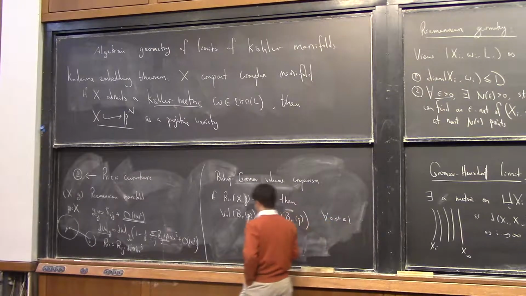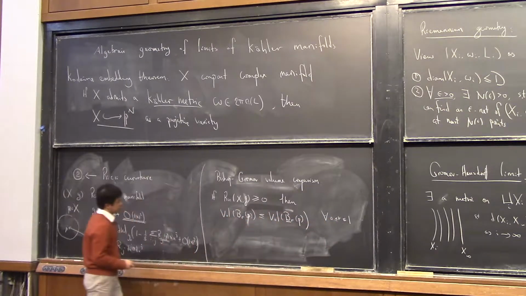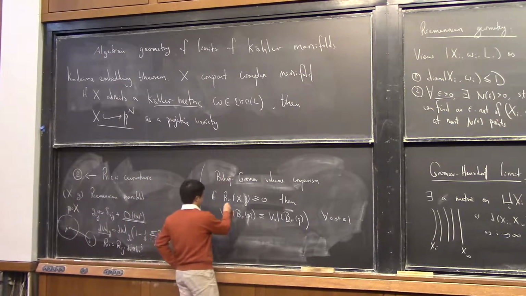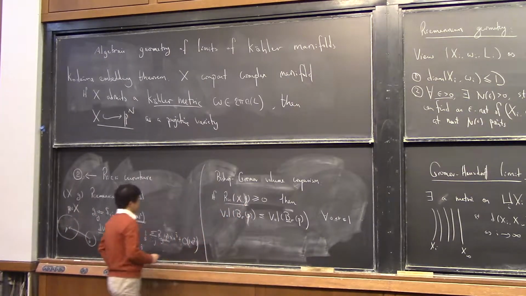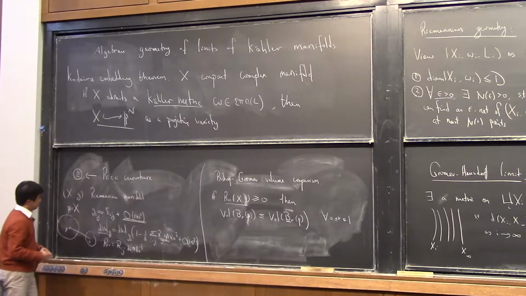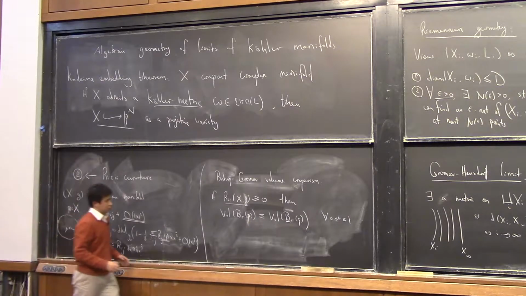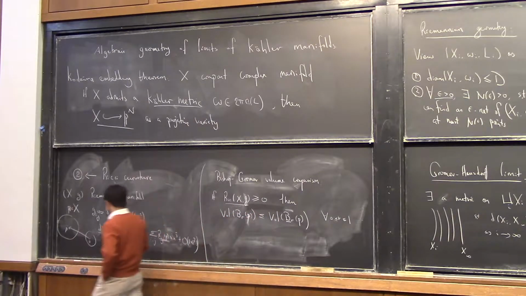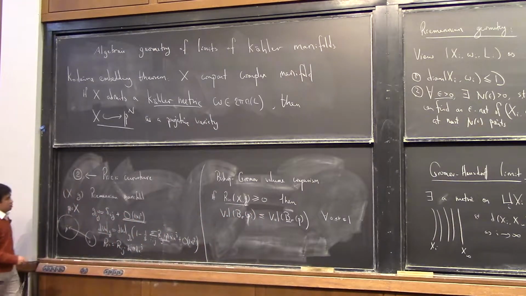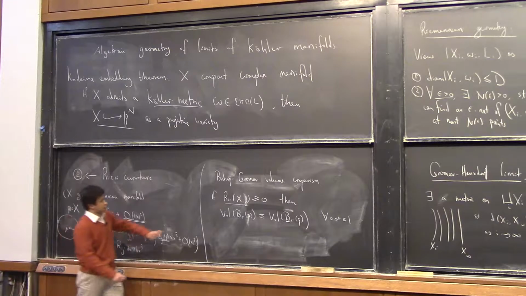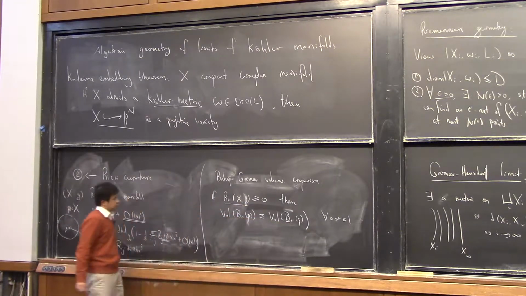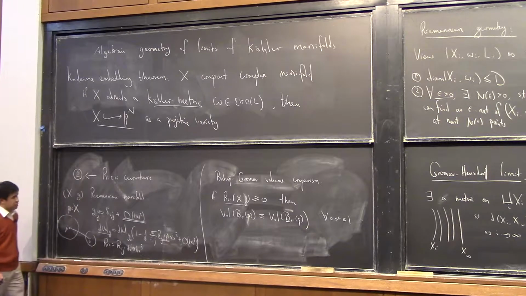When you compare the volume of the ball in X with a ball in a Euclidean space, then this is always controlled. And if the Ricci curvature is bounded below by some negative constant, then you can replace it by the corresponding ball in a hyperbolic space.